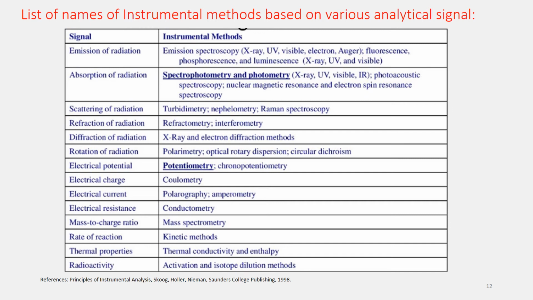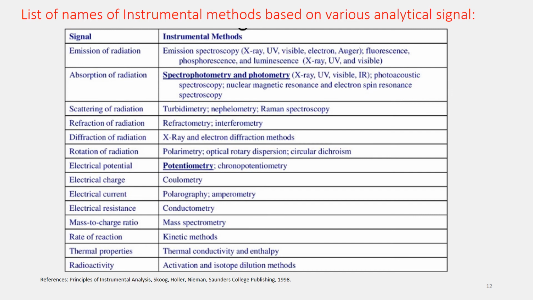If the phenomenon is refraction, then it becomes refractometry, interferometry. If it is diffraction, then it becomes X-ray diffraction methods. If it is rotation, then it becomes polarimetry. If we are analyzing the sample and the potential is generated spontaneously, it indicates that the method is potentiometry. Without applying anything, we are getting the potential, so the term becomes potentiometry. If the same thing is carried out with a constant current, it becomes chronopotentiometry.